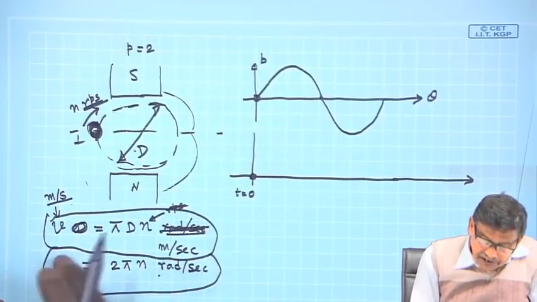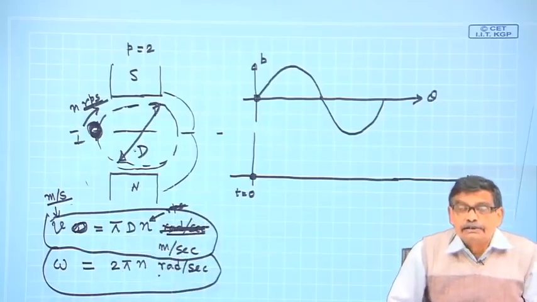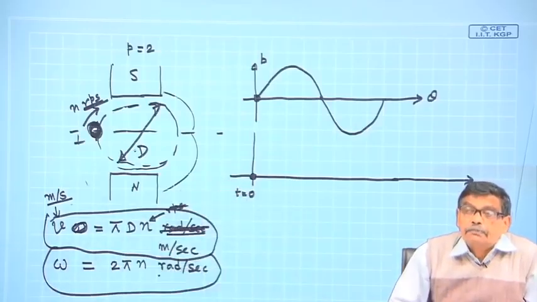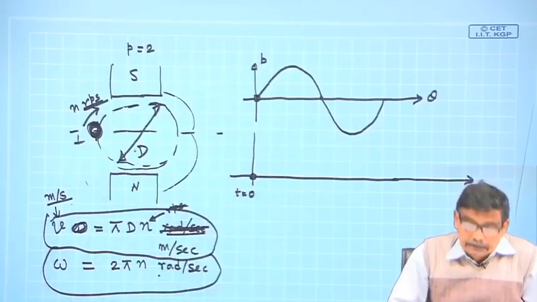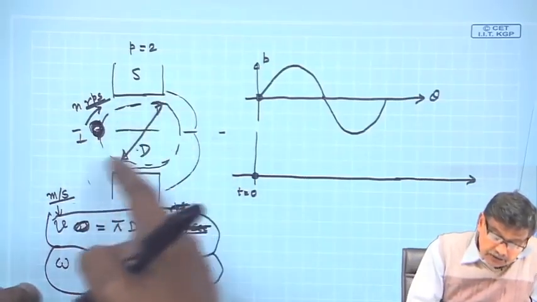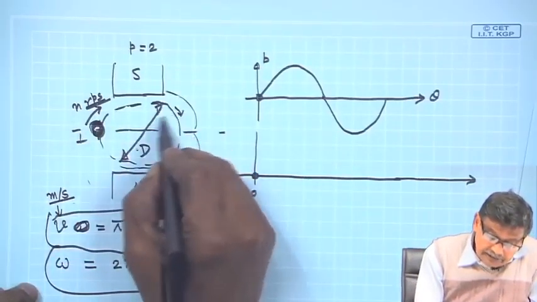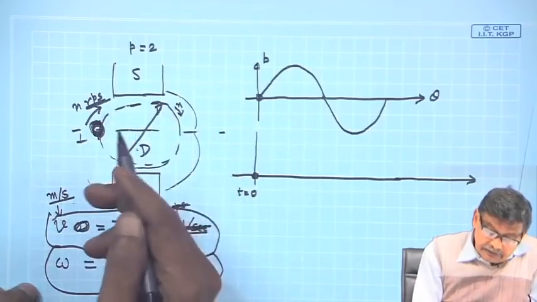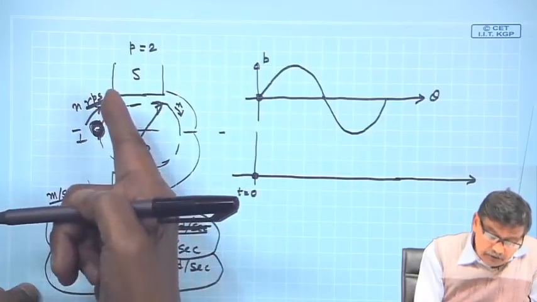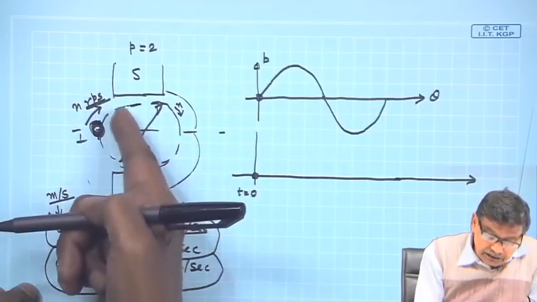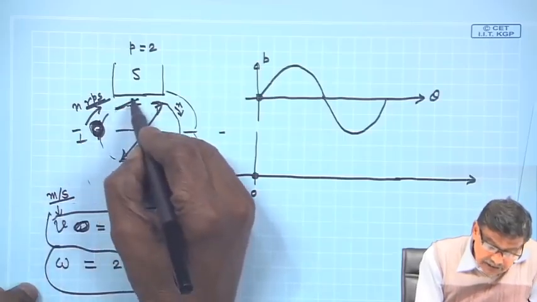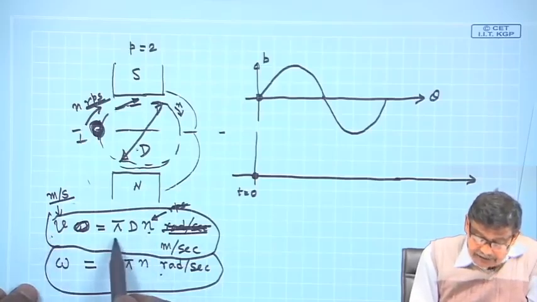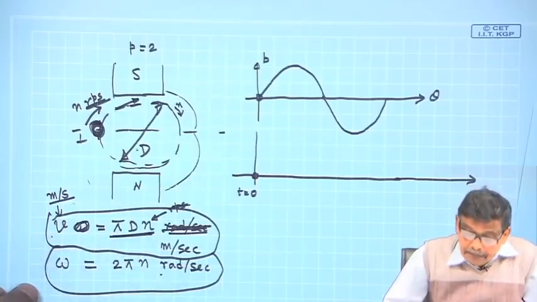Why have I expressed V in terms of n? Because the induced voltage does not depend on omega, it is B L V. So, tangential velocity in meter per second is all that matters. Therefore, if you are rotating the rotor at some n rps, wherever the conductor is, I must know the value of B at that position, and what is the tangential velocity V, which in meter per second is pi d n.